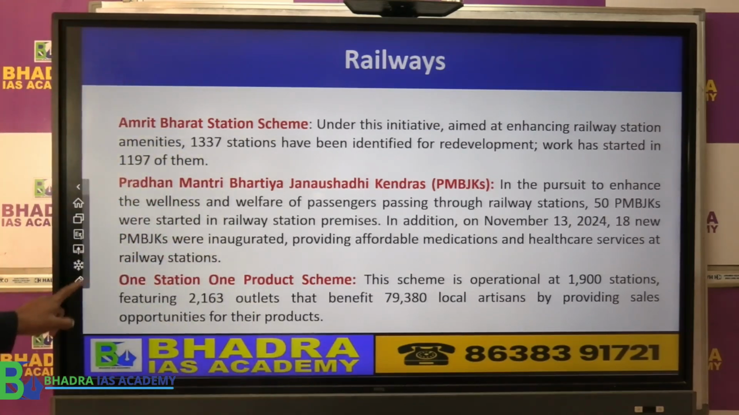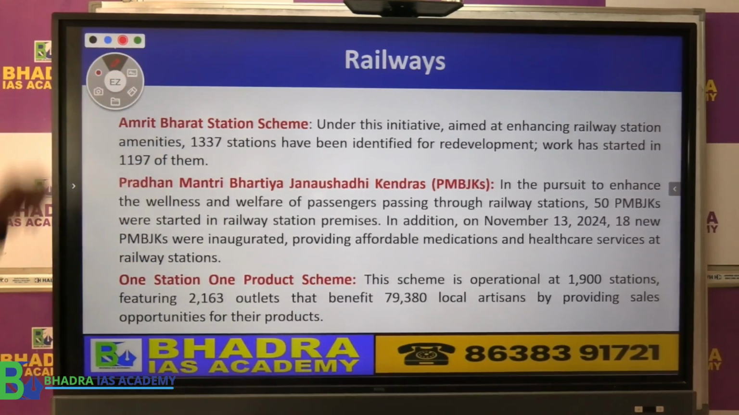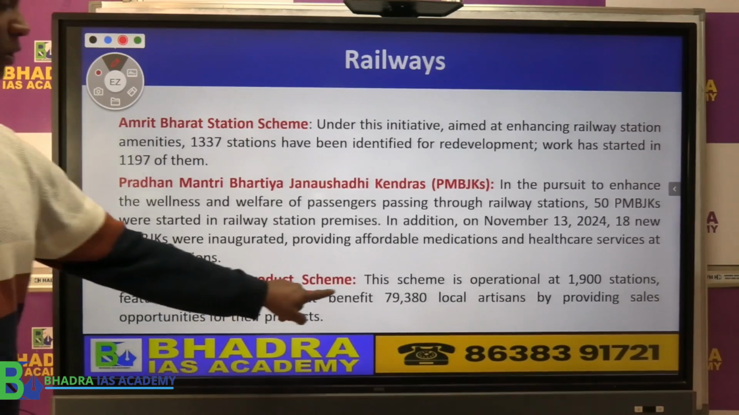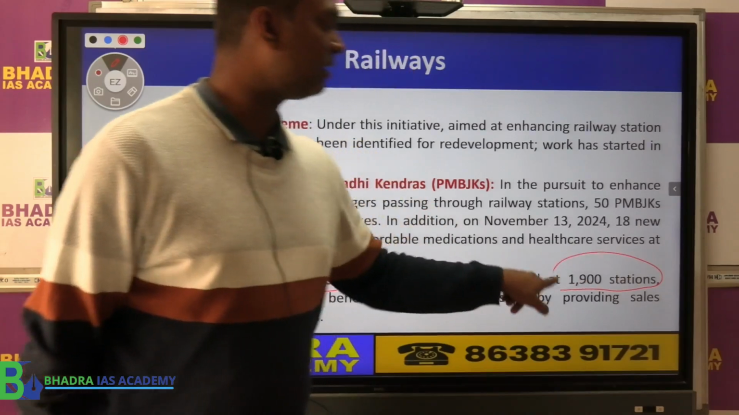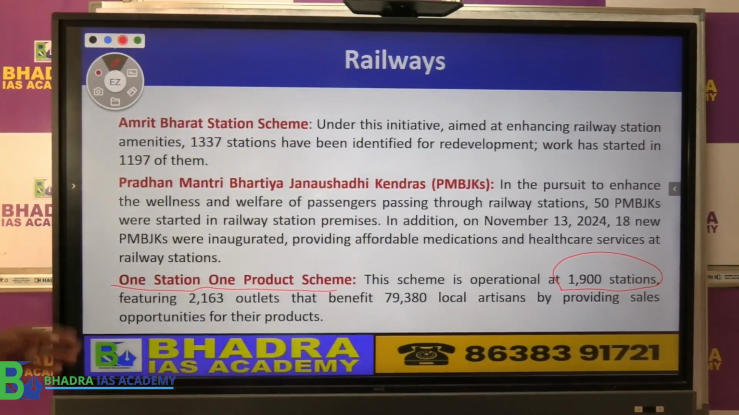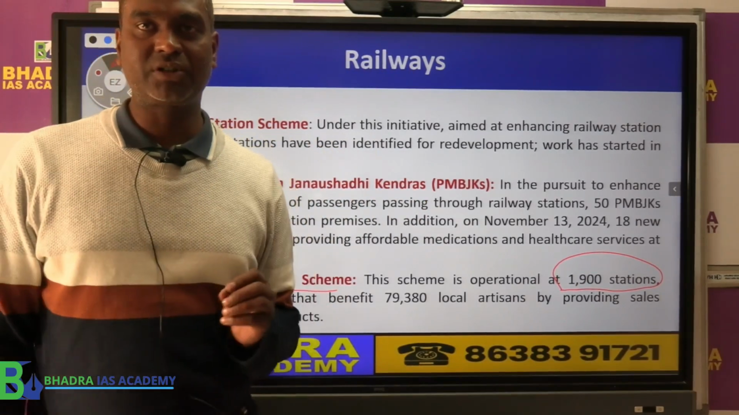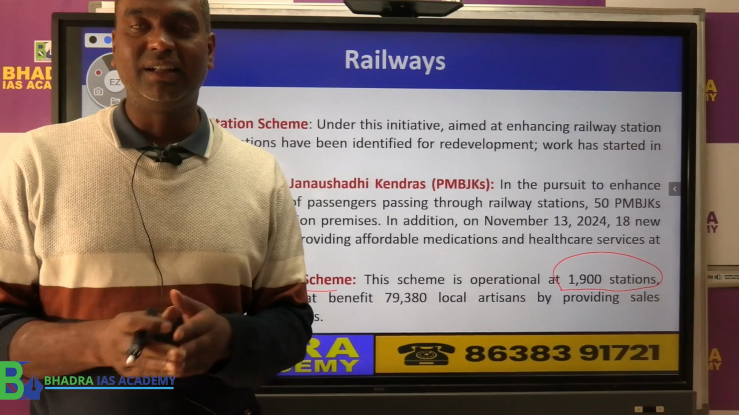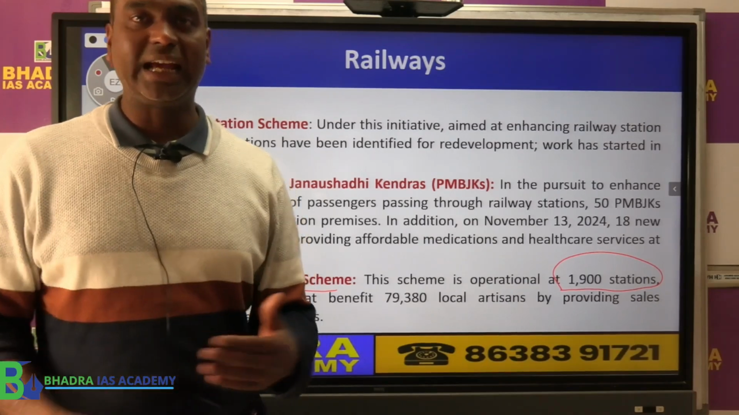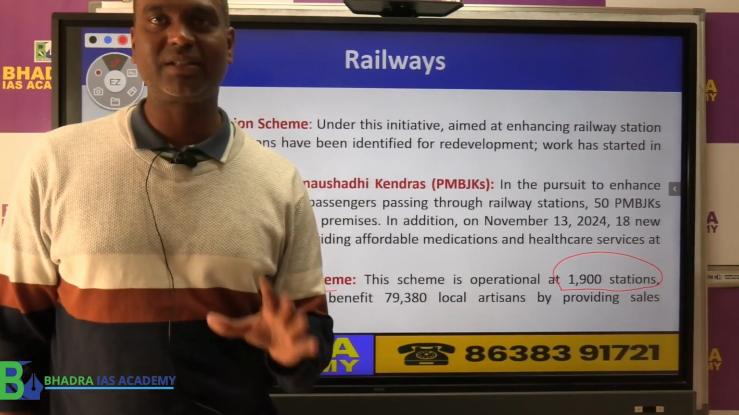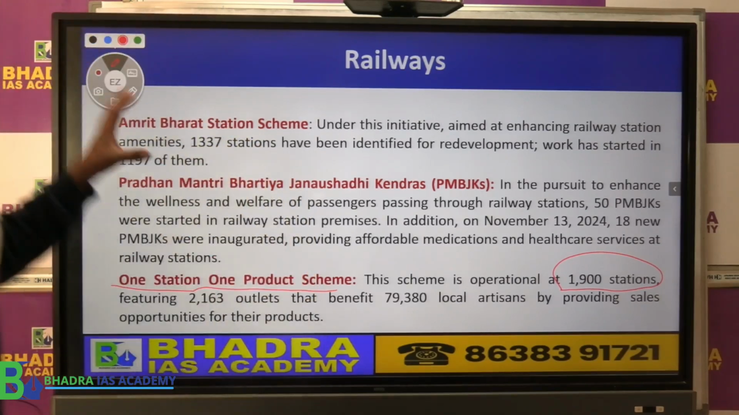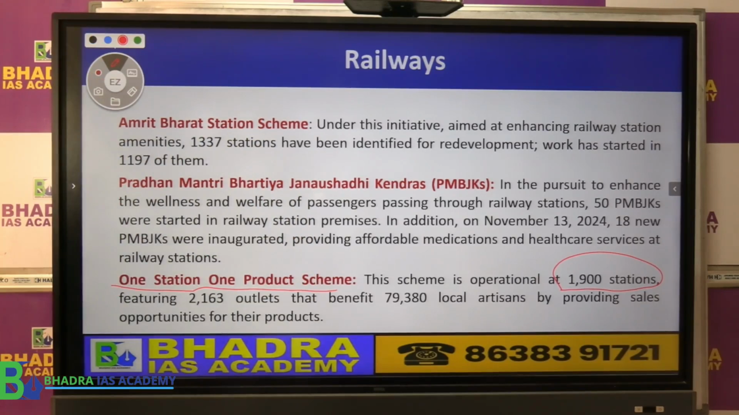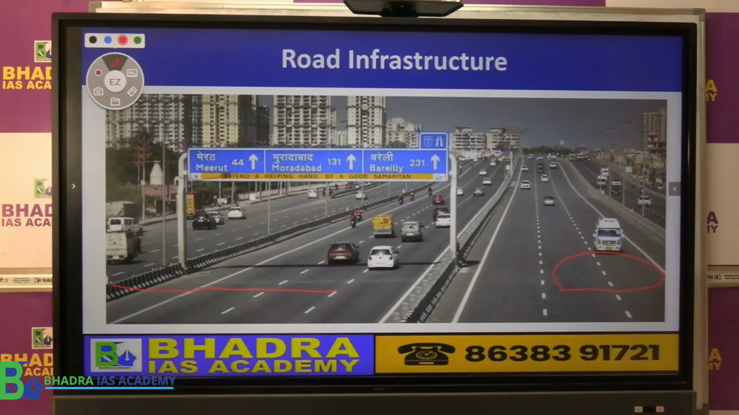This is another scheme which was very much talked about by the government: One Station, One Product scheme. According to the government, it is operating in 1900 railway stations in India. So if you look at the railway infrastructure, the government is trying to say that they have been working on development as well as the welfare of passengers and people in general. So these are some of the schemes related to railways. For the exam, for prelims, all of these can come.